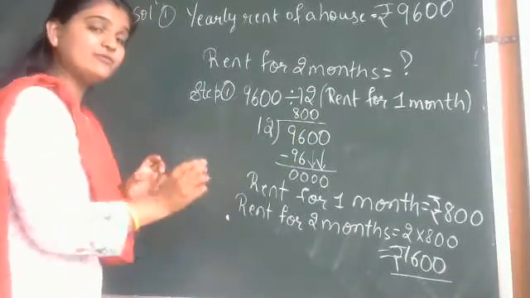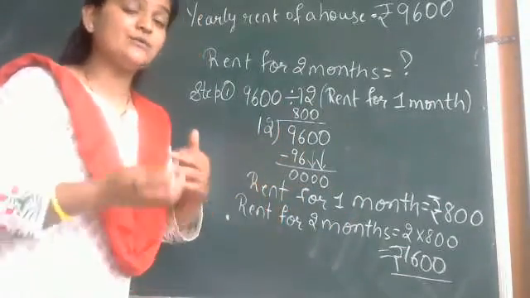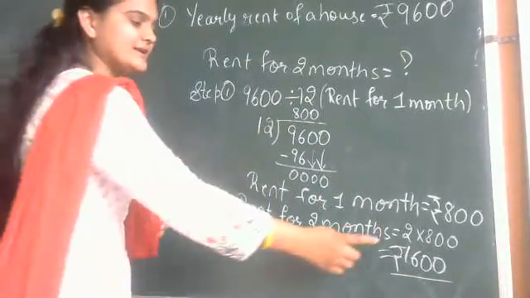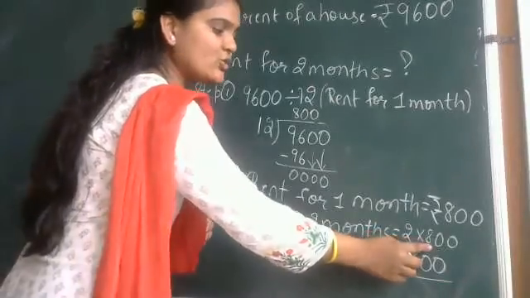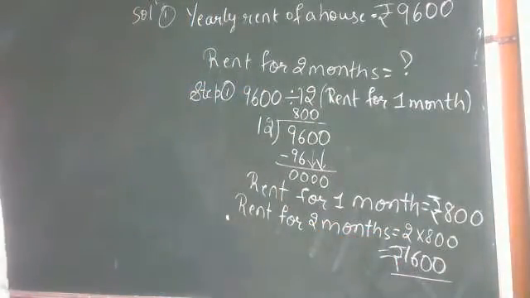Then, now we have got the answer, that is the rent for 1 month is 800. We want rent for 2 months. So it is 2 into 1 month, 800. So the answer is 1600. This is called unitary method. In unitary method, we calculate initially for 1 month, for one thing. Then we multiply it for how much is the requirement. Aditya has done?